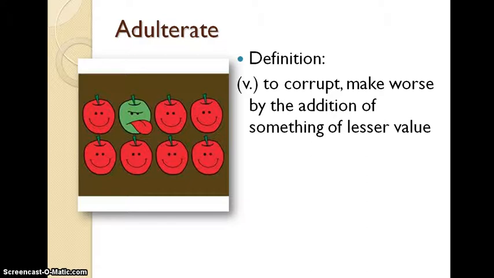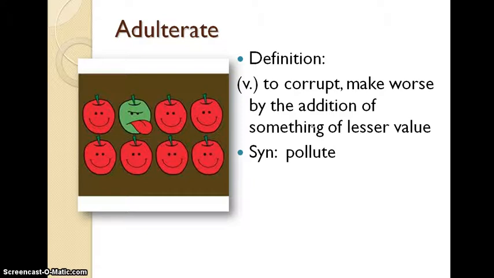The definition of adulterate is to corrupt, to make worse by the addition of something of lesser value. Let's just pretend here you had a glass of water, and it was nice, crisp, clear water, and then somebody came and they spit in it. You couldn't drink it anymore. They corrupted it. They made it worse. They adulterated it. A synonym might be pollute.